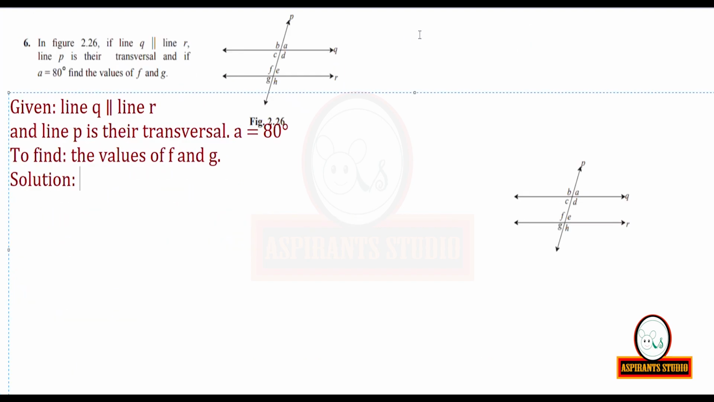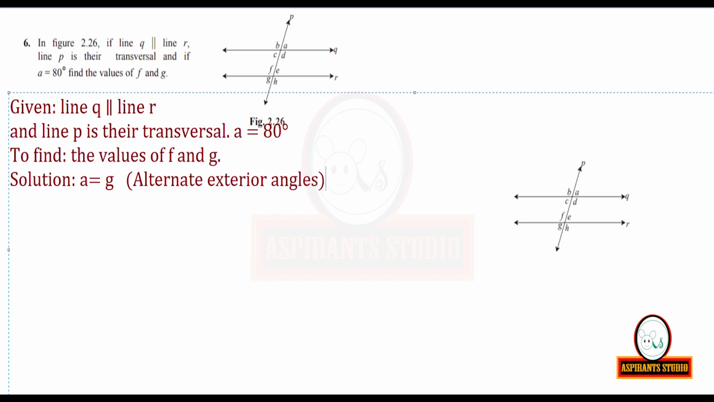Now, coming to the next question. In the figure, if line Q is parallel to line R, line P is their transversal, and if A is equal to 80 degrees, find the values of F and G. So, you are given line Q is parallel to line R and line P is their transversal. Also, you are given A is equal to 80 degrees. So, all these will come in the given data. Now, what we have to find? We have to find the values of F and G.